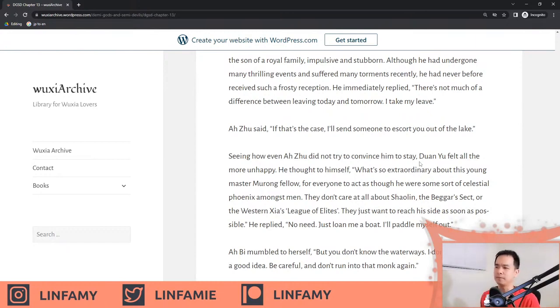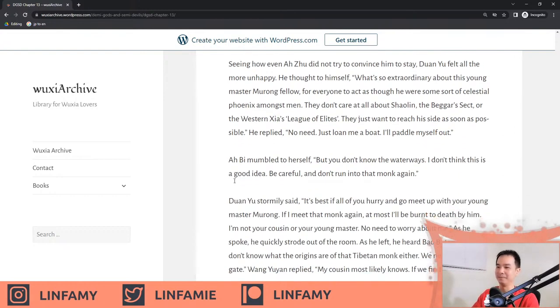He thought to himself, "What's so extraordinary about this young Master Murong fellow for everyone to act as though he were some sort of celestial phoenix amongst men? They don't care at all about Shaolin, the beggar sect, or the Western Xia's League of Elites. They just want to reach his side as soon as possible." He replied, "No need. Just loan me a boat. I'll paddle myself out."